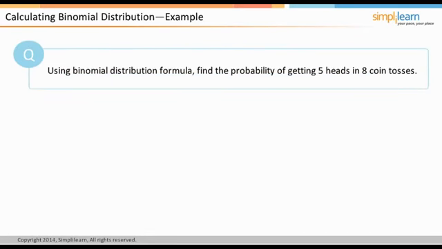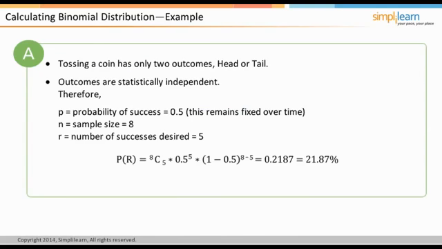Suppose you wish to know the probability of getting heads 5 times in 8 coin tosses. You can use the binomial equation for the same. Click the Answer button to see how this is done. The tossing of a coin has only 2 outcomes, heads and tails. It means that the probability of each outcome is 0.5, and it remains fixed over a period of time. Additionally, the outcomes are statistically independent.